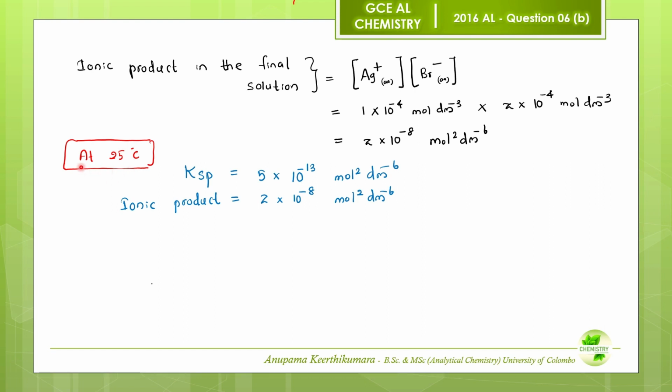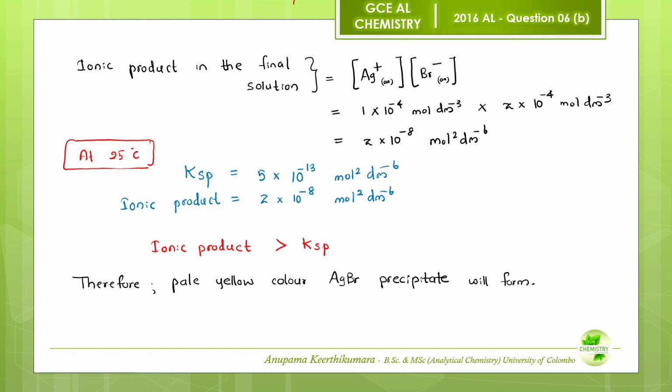At 25 degrees Celsius, Ksp of AgBr is 5 times 10^-13. Ionic product of AgBr is 2 times 10^-8. At 25 degrees Celsius, ionic product is greater than Ksp. Therefore, pale yellow AgBr precipitate will form in the final mixture. This is the answer for question number 3.